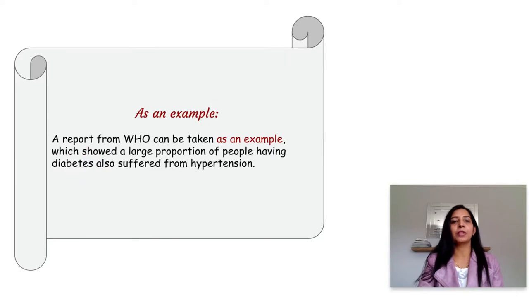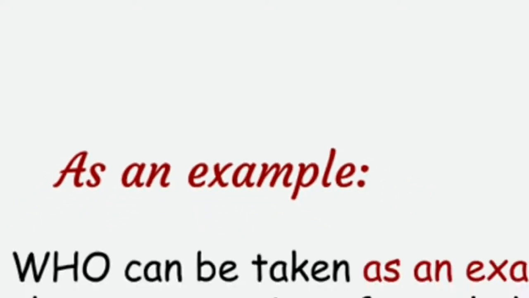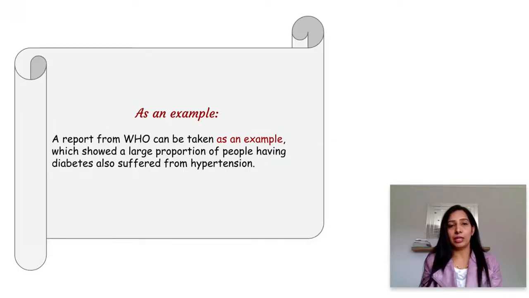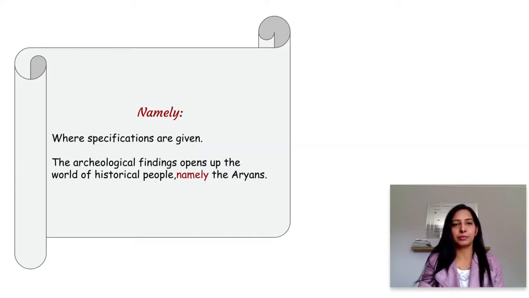Okay. Then as an example. The sentence structure can be changed, but when you use as an example, like a report from WHO can be taken as an example, which showed a large proportion of people having diabetes also suffered from hypertension. So this is the way in which you can use this word. It comes in between, right?